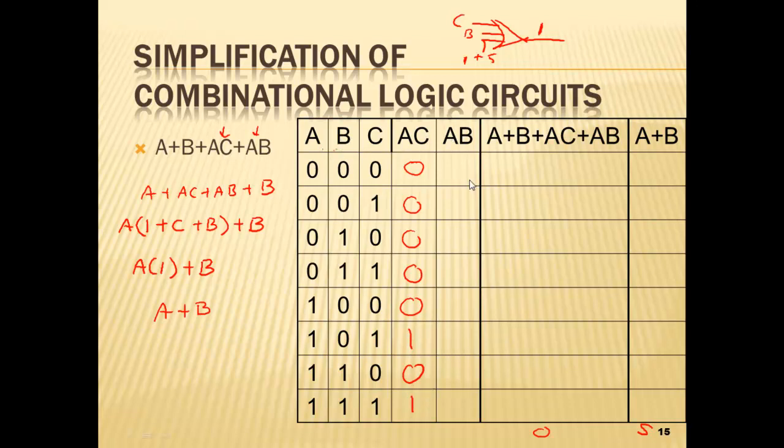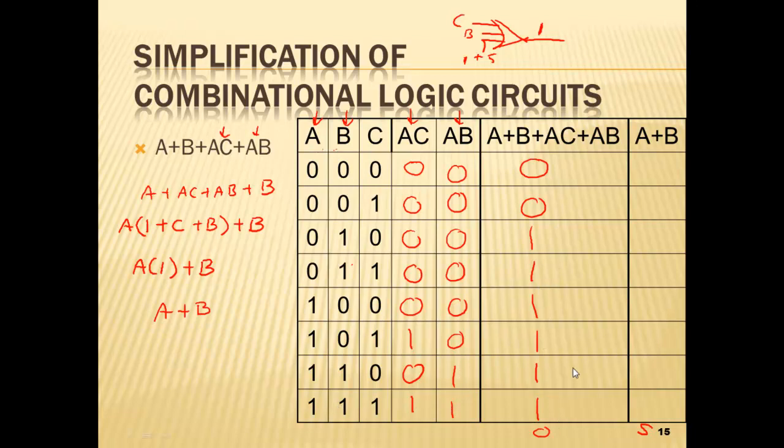AB is going to be these two. So again, 2 highs gives a high out. And then now we need to OR these together. So we're ORing A, B, AC, and AB. Any high in any of those four is going to give us a high out. So there's all zeros. There's all zeros. There's a 1 right there. 1. There's a 1 right there. There's a 1 right here. There's a 1 right there. 1 right there. And a 1 right there. So any high in any of these four columns gives us a high out.